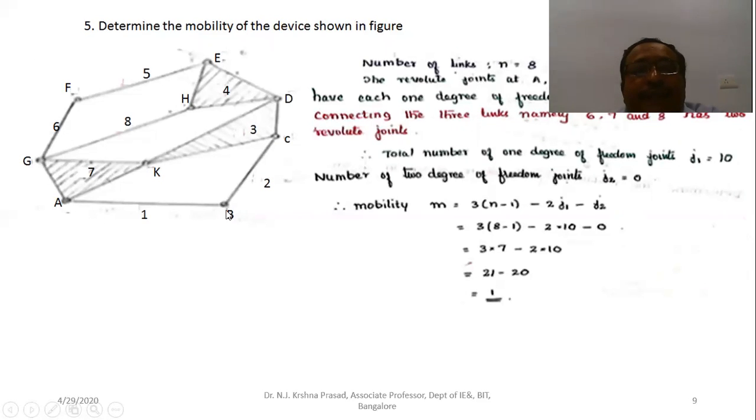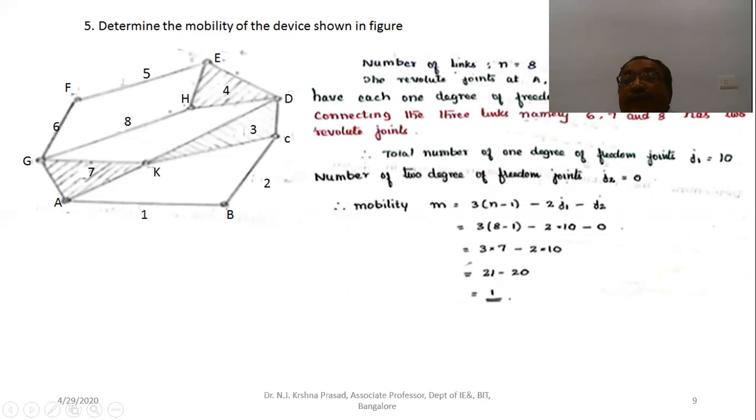So first you count the number of links. For AB it is 1. For BC it is 2. For the whole thing here it is counted as 3, 4, 5, 6, 7 and 8. The total number of links is 8. And here you see the revolute joints A, B, C, D, E, F, H and K.